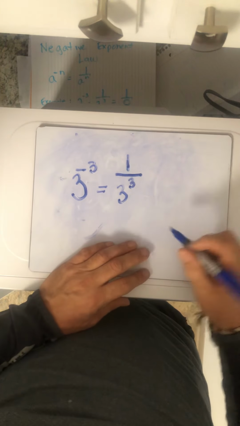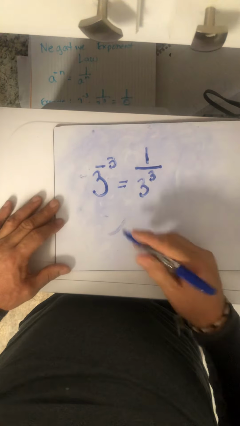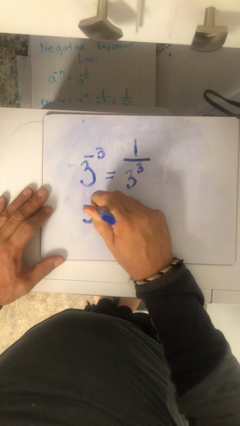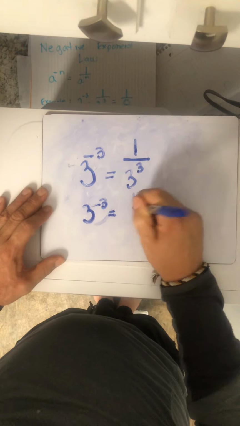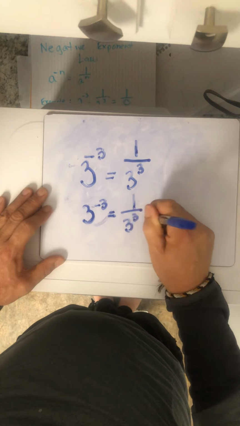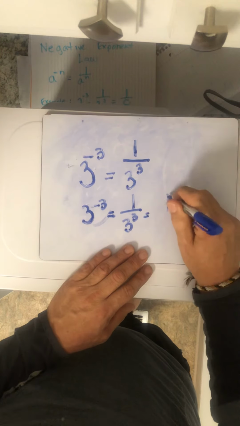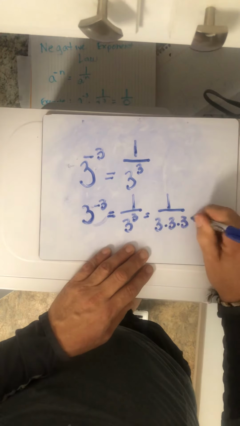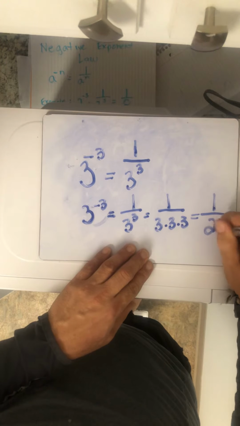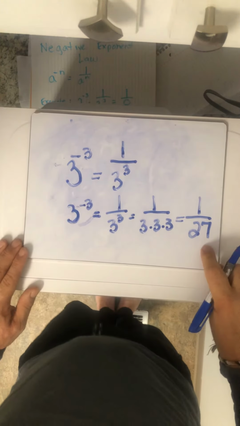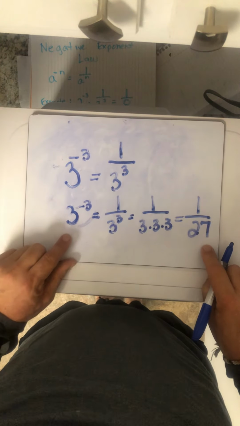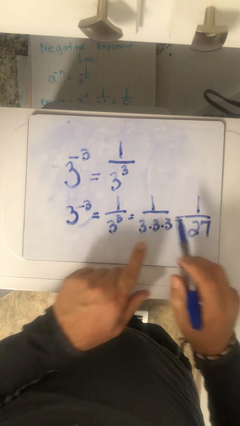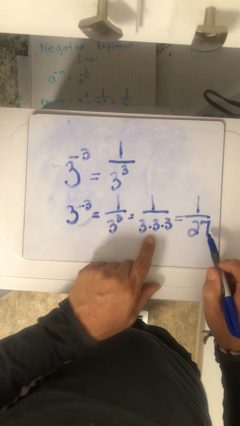The next thing that you might be asked to do is to evaluate it. The way we would evaluate this is quite simply 3 to the negative third equals 1 over 3 to the third, which means 1 over 3 times 3 times 3 equals 1 over 27. This would be what is known as evaluating. This is taking 3 to the negative third, writing it with a positive exponent, then evaluating, showing what the final simplest answer would be.